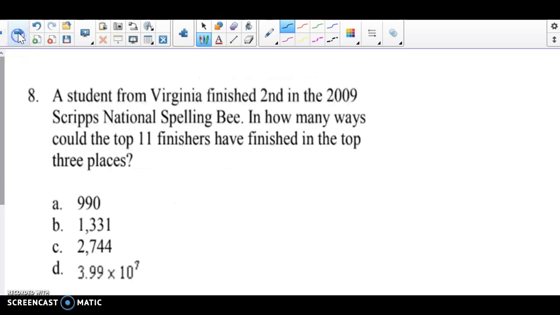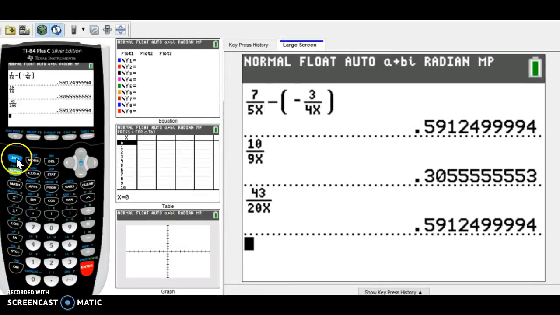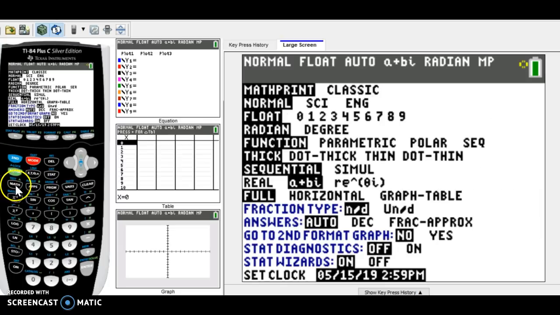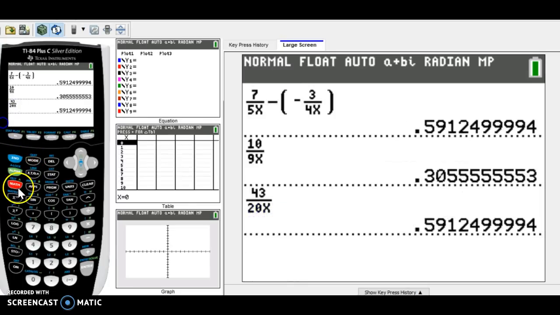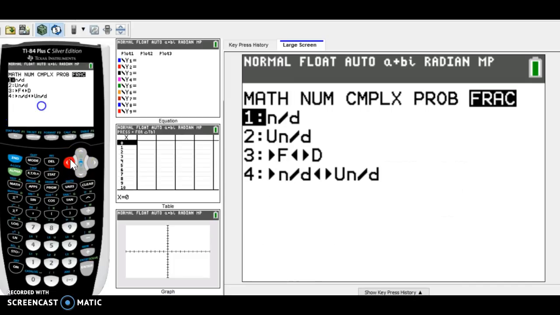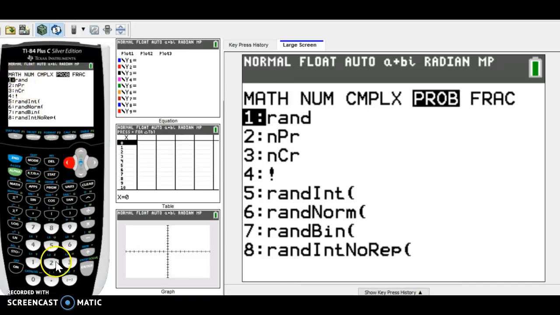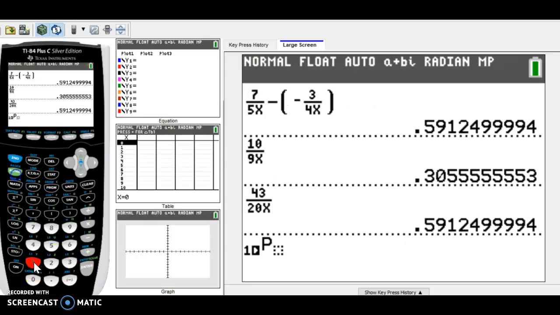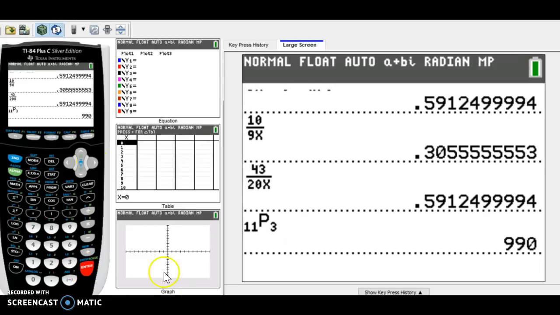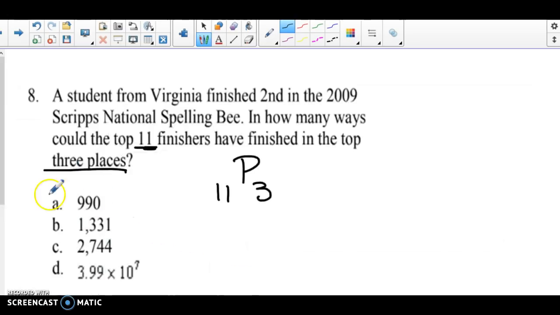That's the formula. For number 8, I've got how many ways can the top 11 finish in the top 3? So the order matters in the top 3, so I'm doing 11P3. All you have to do is plug that into your calculator. We're going to go over to math, then probability, and we know it's nPr, so we select 2, and we're taking 11 items, and we're taking the top 3 finishes. So that gives me 990. That is answer choice A.